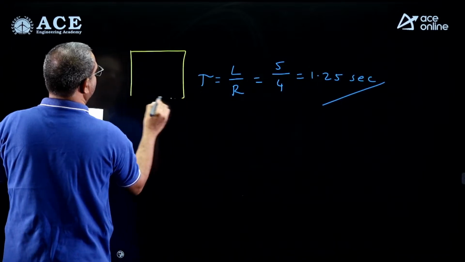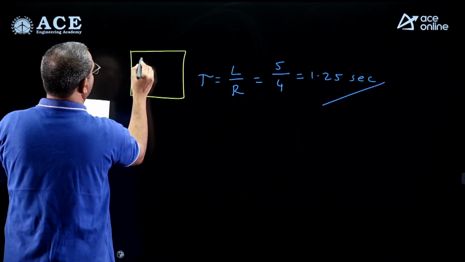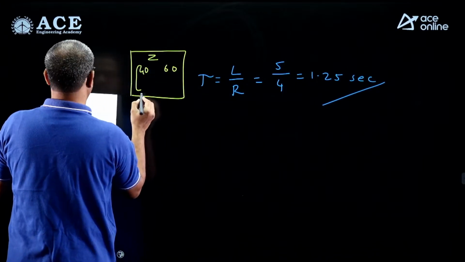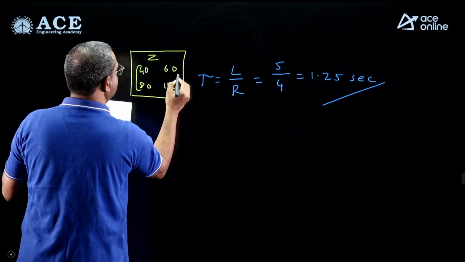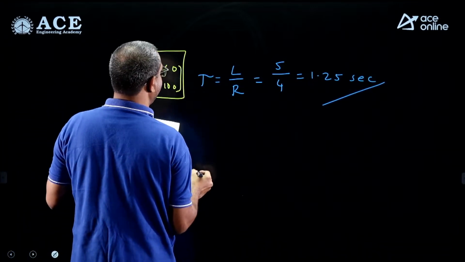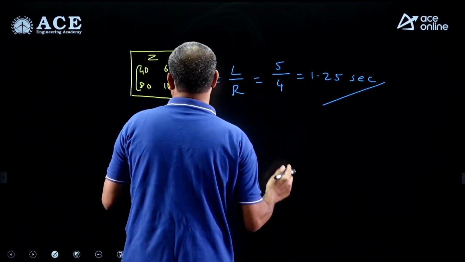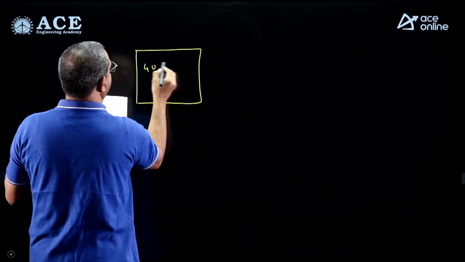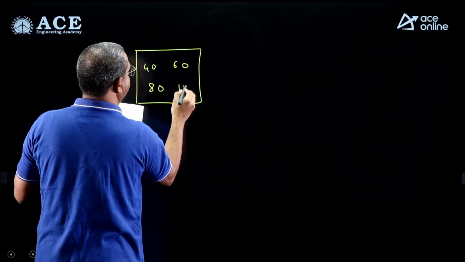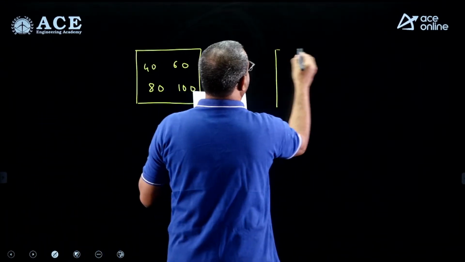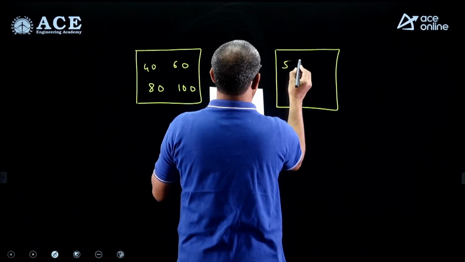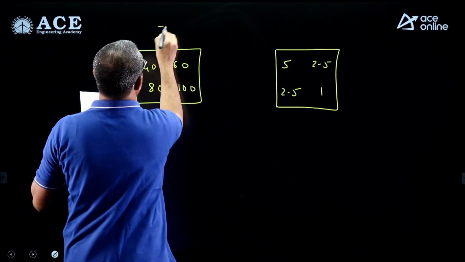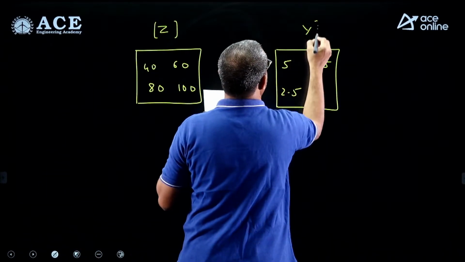In one of these 2-port networks, he gave Z parameters as 40, 60, 80 and 100. I would like to write here the same 2-port network with Z parameters 40, 60, 80, 100. And here Y parameters are given: 5, 2.5, 2.5 and 1 Siemens. So these are the Z parameters of this network, and these are the Y parameters.